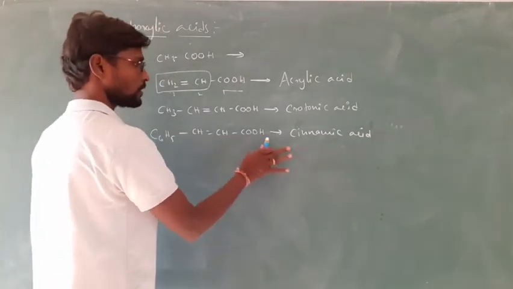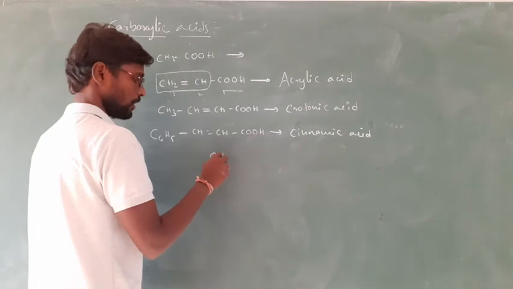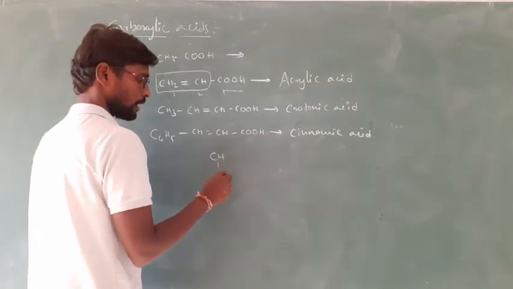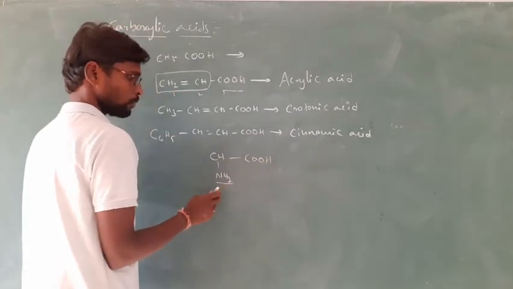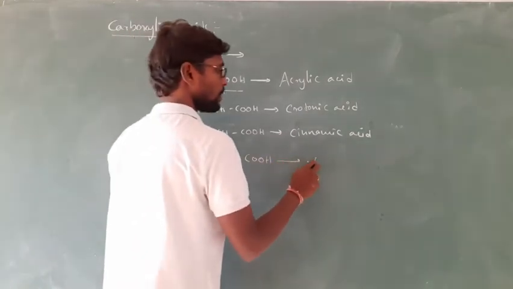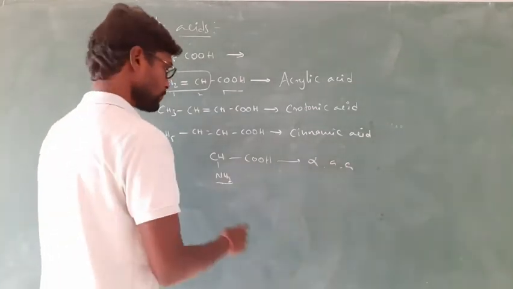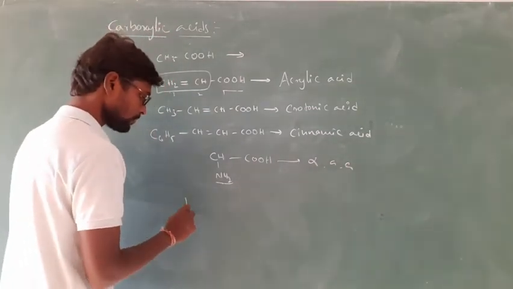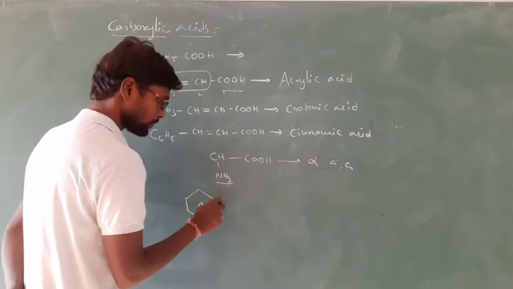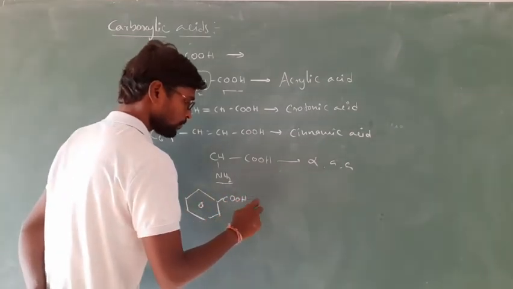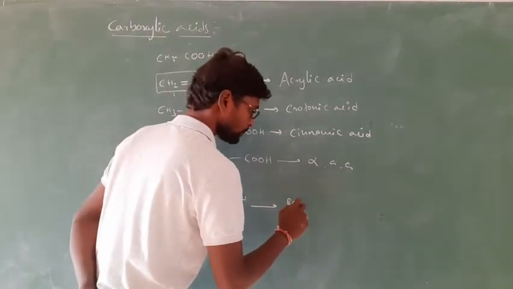So these are some common names. Now again in the IUPAC system, in amino acids we have COOH and an NH2 group. These are alpha amino acids. Next we have benzoic acid, an aromatic carboxylic acid. Here, if we have a COOH group on the benzene ring, this is called benzoic acid.